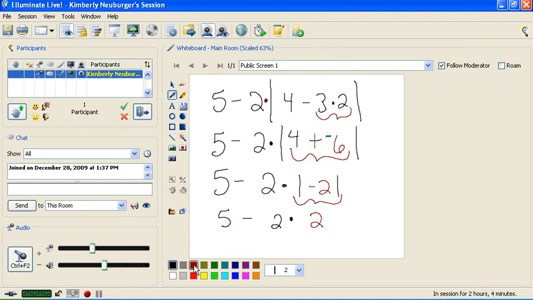Now, order of operations is going to require us to do this multiplication before we do the subtraction. So the 2 times 2 becomes 4. And then we can go ahead and do our subtraction to get a final answer of 1. So that's how you deal with your order of operations. And you are ready to try your problems that deal with that.